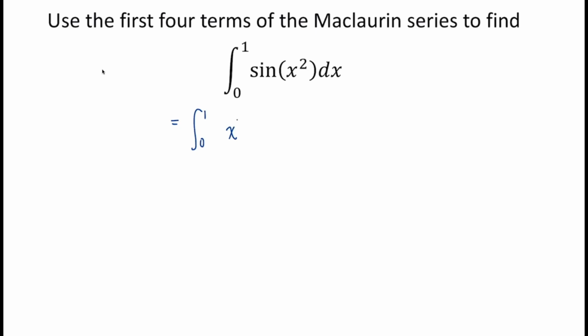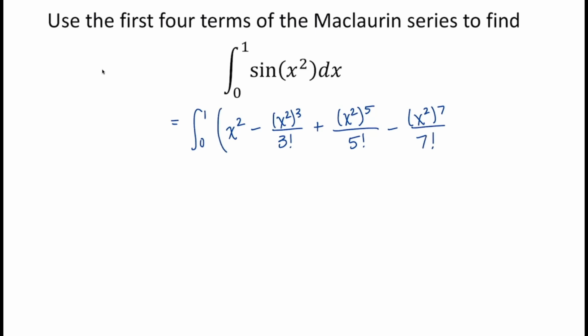I'm going to replace x with x squared. So it would normally be x and then minus x cubed over 3 factorial. So we're going to have minus x squared cubed over 3 factorial plus x squared to the 5th over 5 factorial minus x squared to the 7th over 7 factorial. So we're going to use just the first 4 terms. So we replaced each x with x squared on the sine x expansion. And now we're going to integrate term by term here.